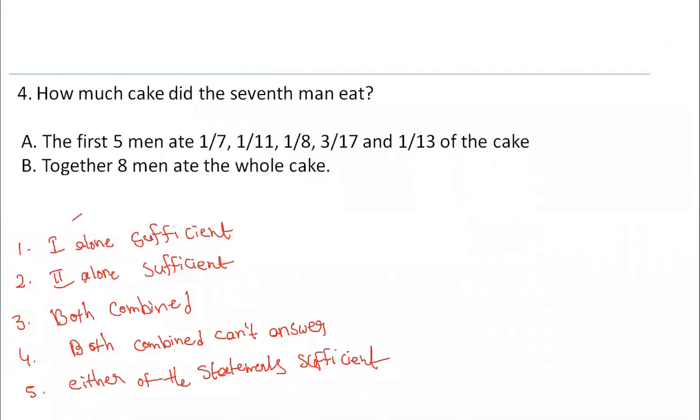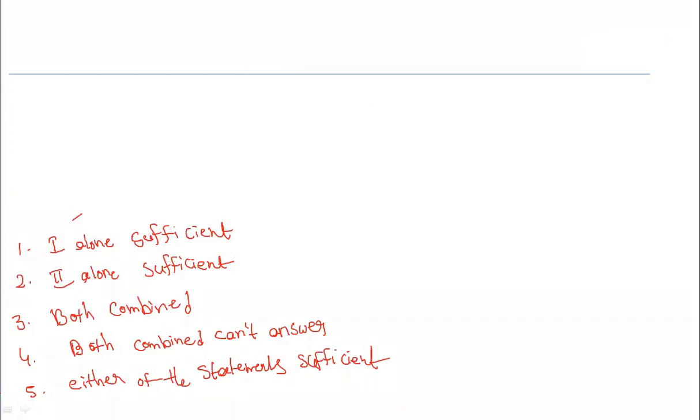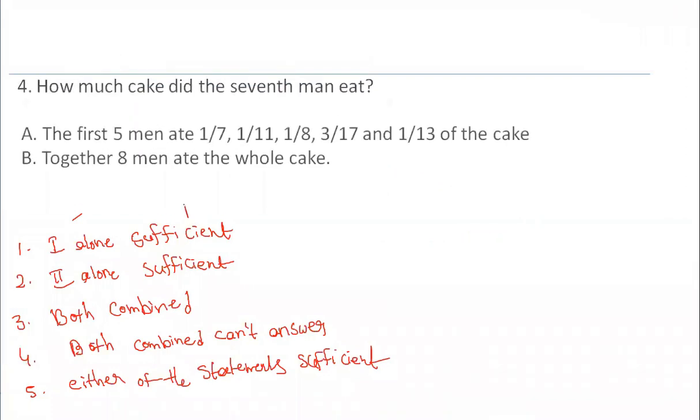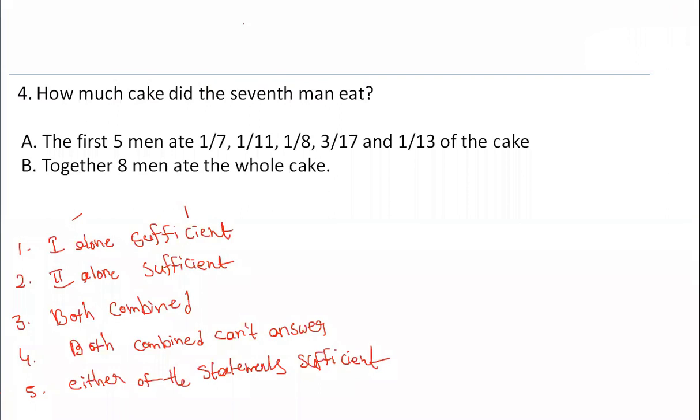Here is the next one. Try solving the question. Apply the same thing. What is the question asking? The question is asking about the seventh person. Okay. Are the statements speaking about the seventh person or not? If the statements are speaking about the seventh person, then okay, we can answer the question. If the statements are not speaking about the seventh person, then we can't answer the question.